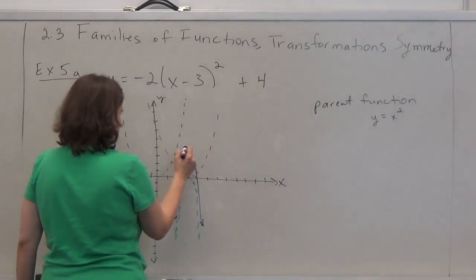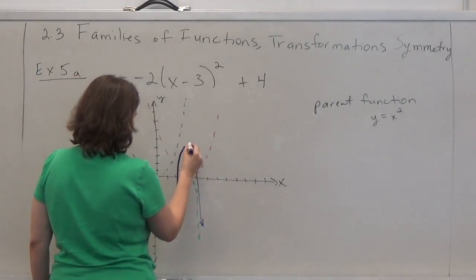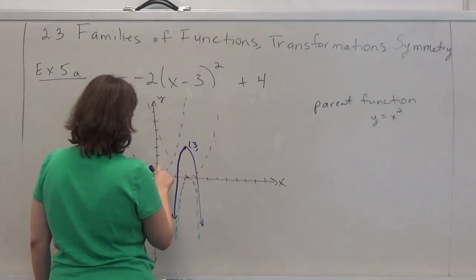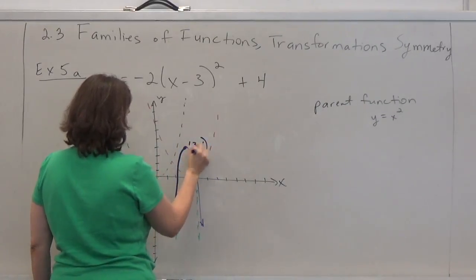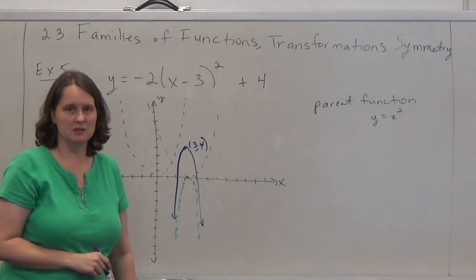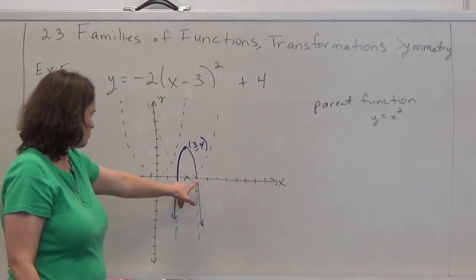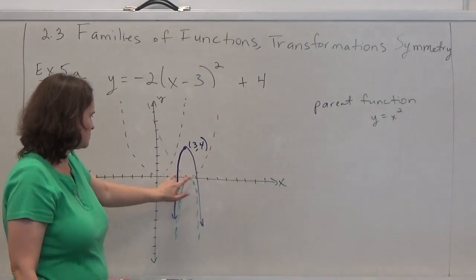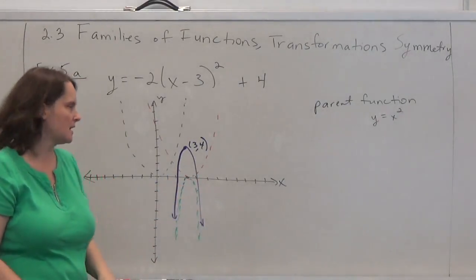My vertex is at the point 3, 4. And it's a parabola that opens down. I have not found my x-intercepts, but they're roughly around x equals 2 and x equals 4, but maybe not exactly.